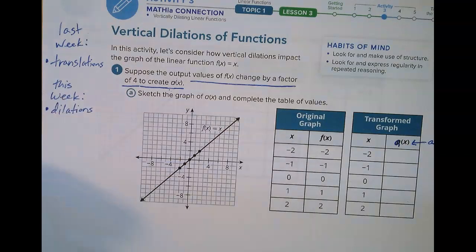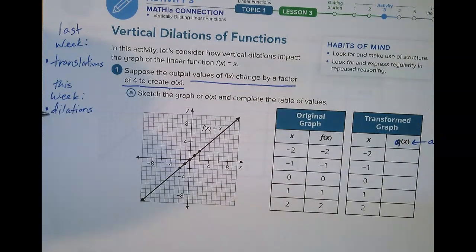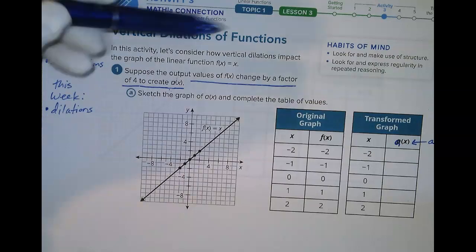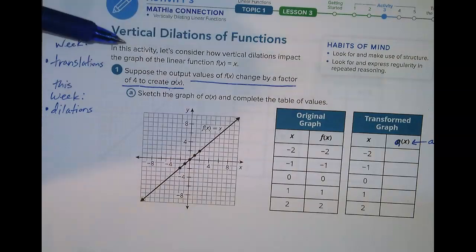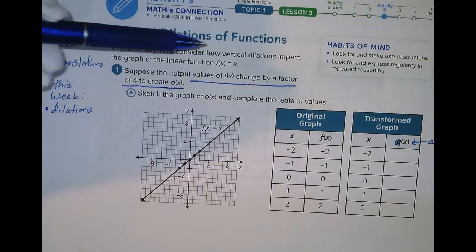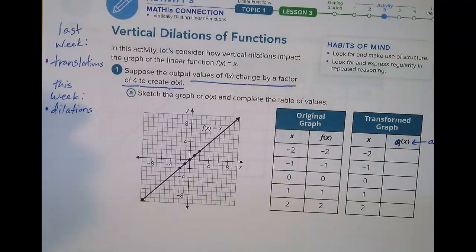Now this week we're going to be working with dilations of functions. So we're still going to be dealing with linear functions, but let's see what happens when we dilate the functions instead of translating the functions.